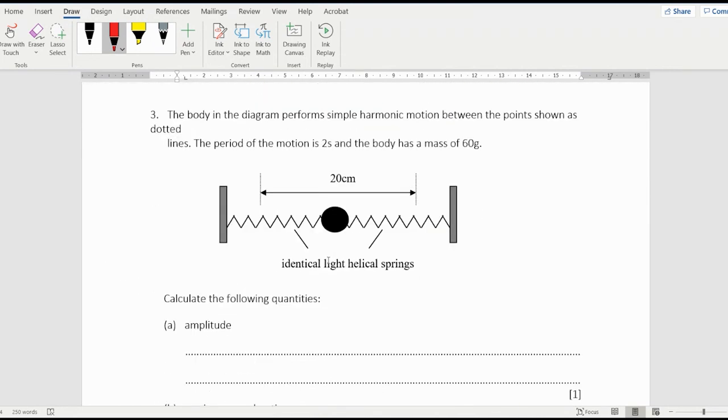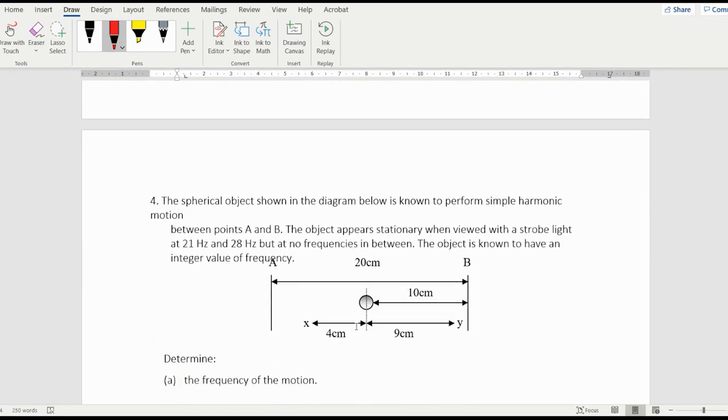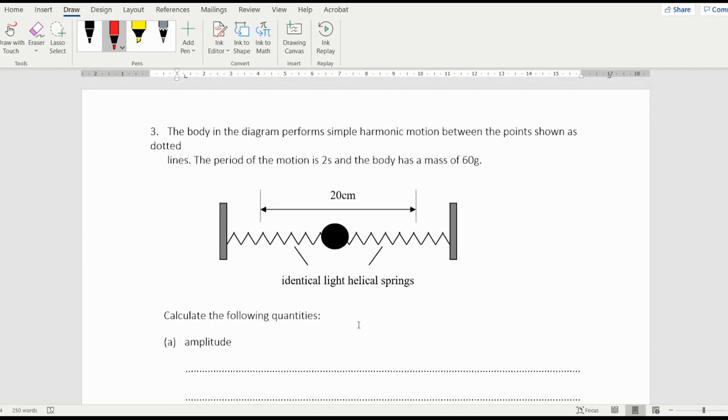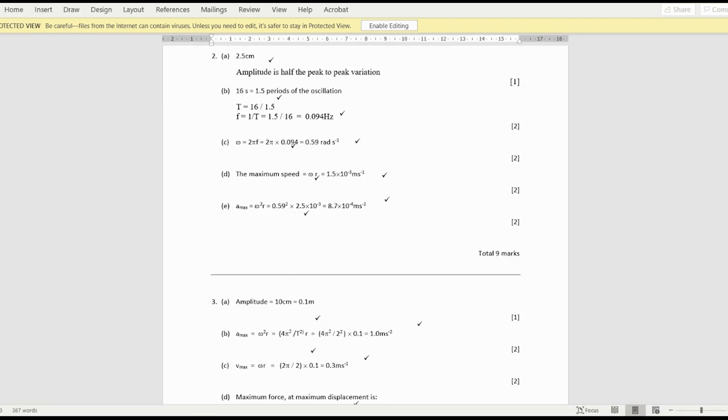Okay, so I'm going to talk about this one. This was actually quite interesting because it's all to do with spring systems and things like that. And these are slightly different. So this is a body in a diagram, has a time period of 2 seconds, and it has a mass of 60. And it's a vertical system, and it goes back and forth, back and forth. So calculate what it says here.